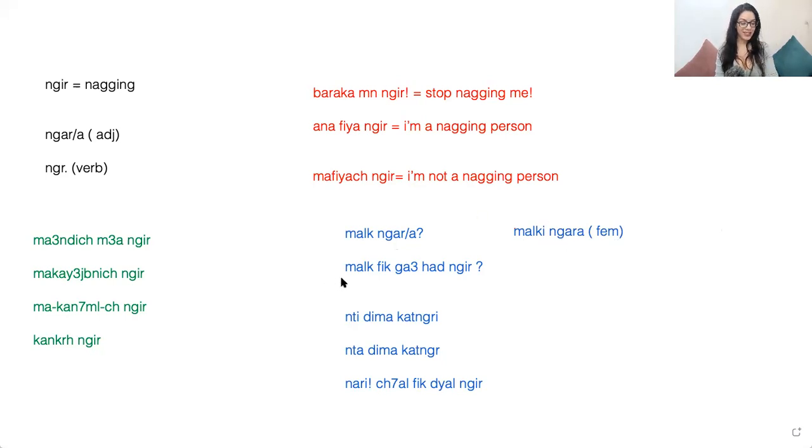Let's move to the second one. This one is a little bit more intense. So "Malik fik ga'had ngir." "Malik" is what's wrong with you. Why do you have all this nagging inside of you? It means you are nagging too much. So when someone is extreme with nagging, you would say that.